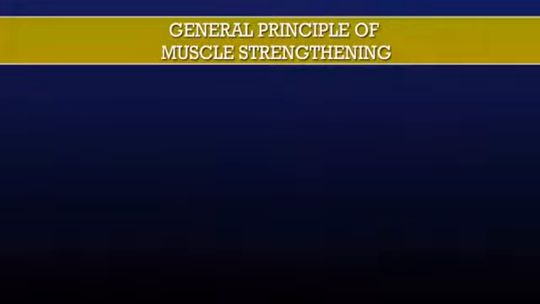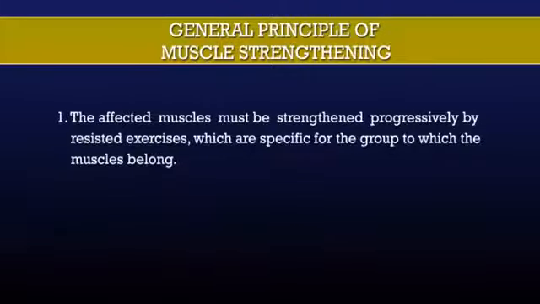Once the power of contraction has been regained, the muscle should be strengthened progressively until maximum function is obtained. Passive movements, support, and artificial methods of assisting the circulation are discontinued gradually and are replaced by active exercise. The general principle of muscle strengthening should be: first one, the affected muscle must be strengthened progressively by resisted exercise, which are specific for the group to which the muscle belongs.